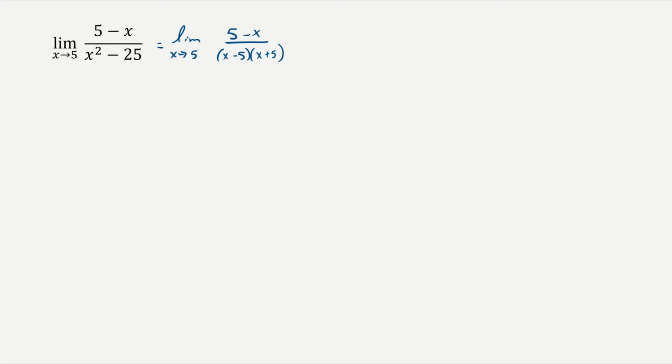Okay, almost good, except if I try to cancel out these terms, they're not exactly the same, okay? 5 minus x and x minus 5 are not the same. They're a little bit different. In fact, they're off by a negative 1. So what we do is, out of the top, we can factor out a negative 1. That would change the sign of both of those terms. So I now have negative 1 times negative 5 plus x, and the same thing on the bottom.